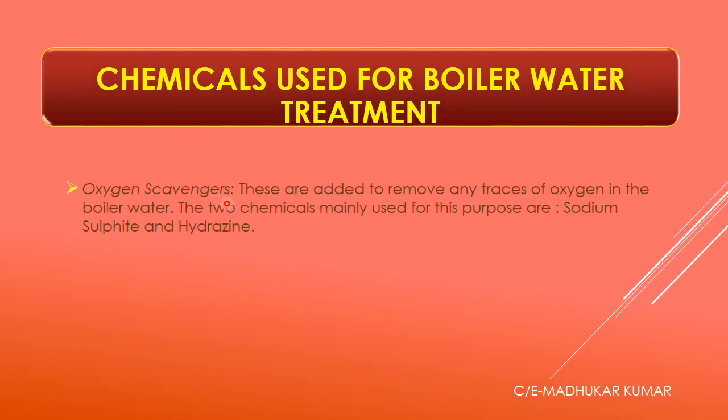Oxygen scavengers, as we know that hydrazine is one of them. These are added to remove any traces of oxygen in the boiler water. The dissolved oxygen is being removed, and the two chemicals mainly used for this purpose are sodium sulphite and hydrazine. This is going to remove the dissolved oxygen, and this oxygen basically is the main cause of the corrosion.